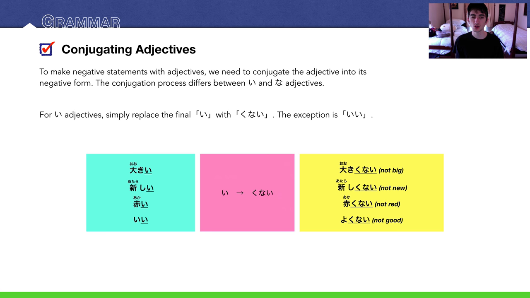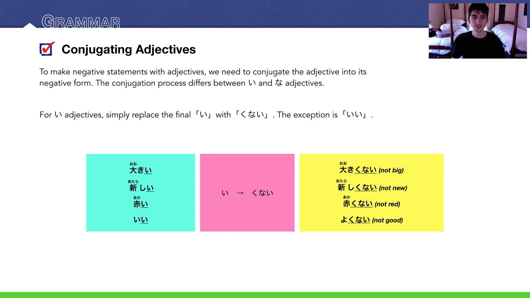For this lesson, we're only going to talk about the present, future, negative tense, not the past. We're not going to do past just yet. We're only talking about negative here. We don't have time to do all that. We'll do it in a future lecture. Anyways, the process for conjugating e adjectives and na adjectives are different. So we're going to start with e adjectives.